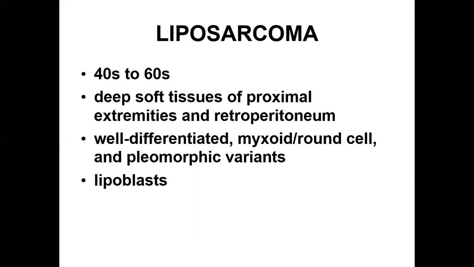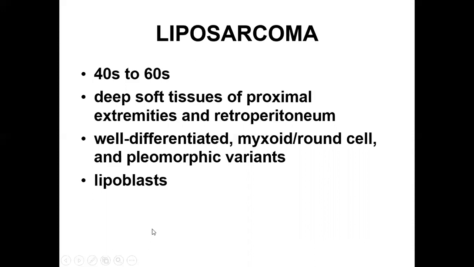So then there is liposarcoma, a malignant tumor of fat cells. Most of the patients are between 40 and 60 years, and deep soft tissues of the proximal extremities and retroperitoneum are the common sites. And then the types of liposarcoma: one is well differentiated, another is mixed or round cell tumor, and pleomorphic variants.